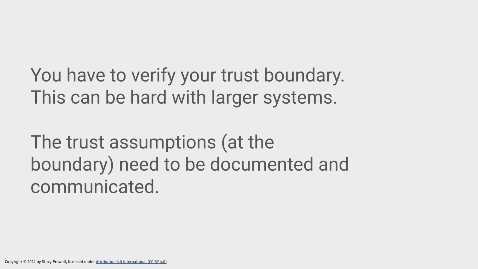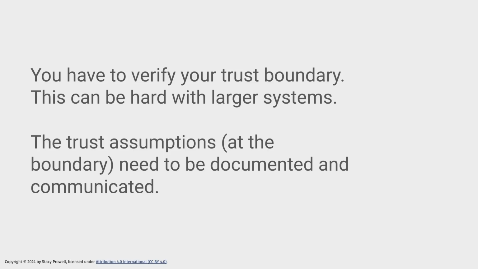So you need to verify your trust boundary, right? Figure out what that is. For a large system, that can admittedly be hard, but maybe you don't draw the boundary around the entire system. Maybe you draw smaller boundaries around parts of the system. This encourages you to segment your system so that you can make more localized trust decisions, which turns out to be a good thing to do.